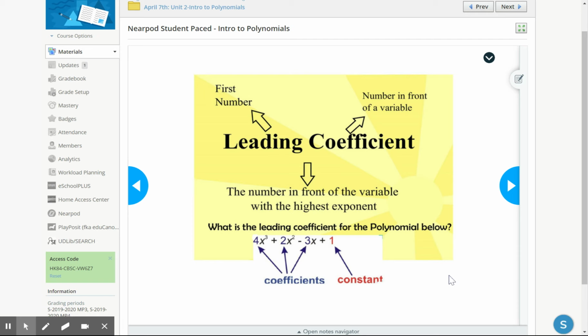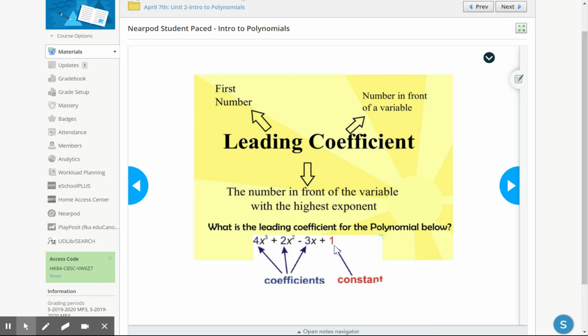Now we want to talk about leading coefficient. We have heard the word coefficient multiple times. When we talk about A and C and we're factoring and all of that, those are coefficients. But now when we say leading coefficient, well, what is that? Well, here it tells me leading is the first number. Coefficient, it tells me, is the number in front of the variable. So therefore, it says the leading coefficient is the number in front of the variable with the highest exponent.